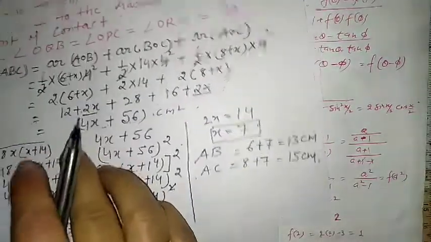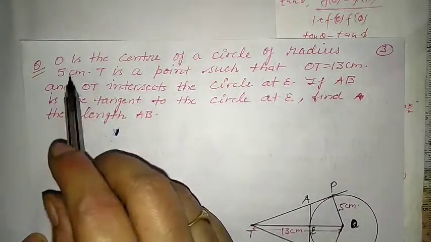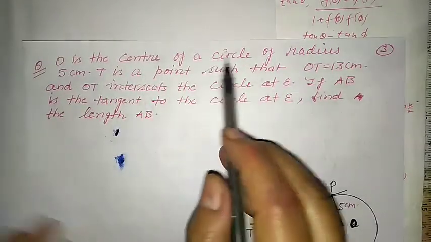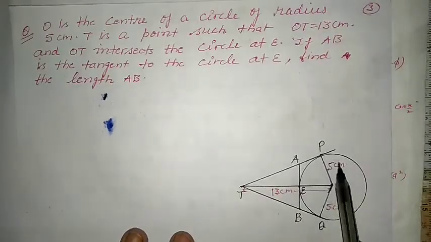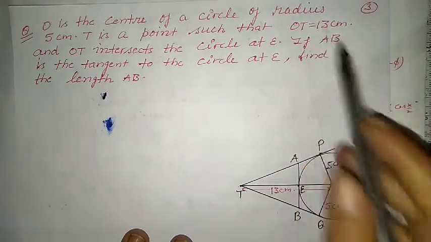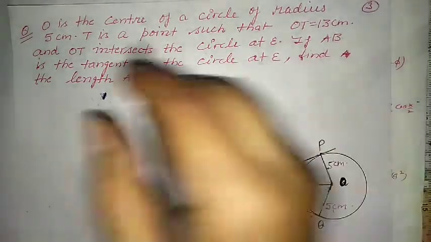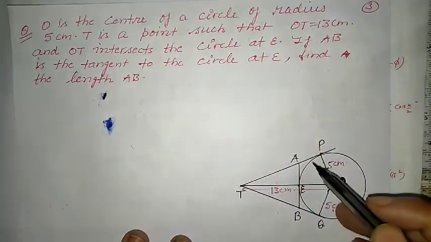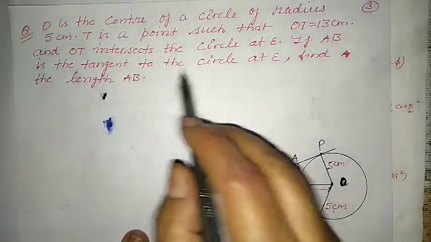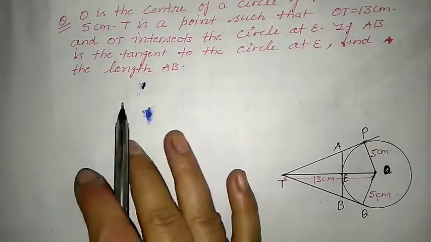This we got. Now one more question I have got. This is the query that I have got from somebody. So O is the center of a circle of radius 5 centimeter. This is the circle of radius 5 centimeter. T is a point such that OT, this is OT, this one is O. OT is 13 centimeter and OT intersects the circle at E, this one. If AB is the tangent to the circle at E, find the length of AB. So again the same theorem is there.